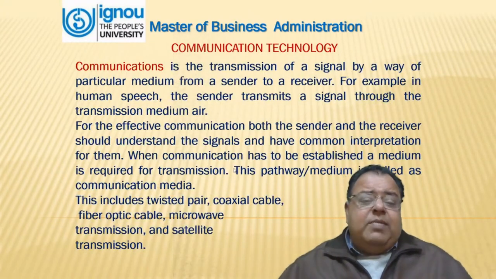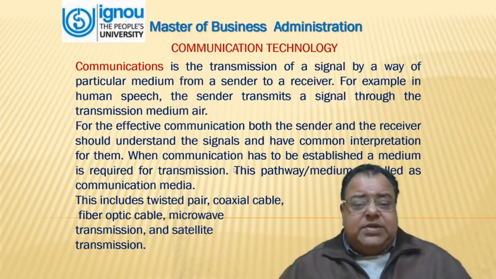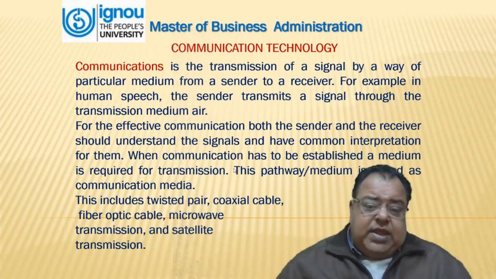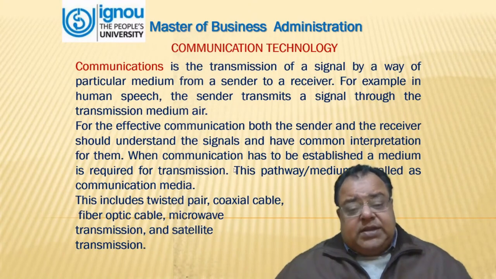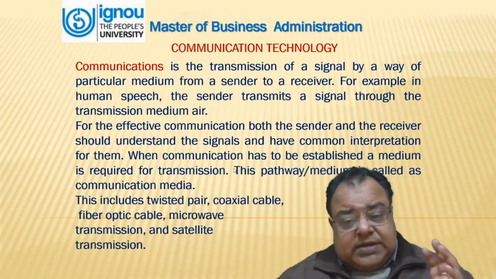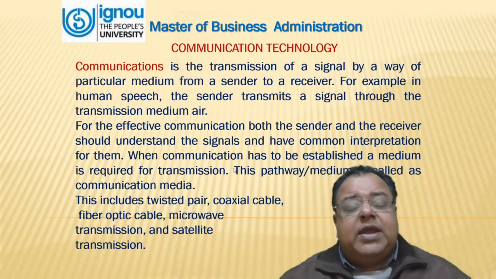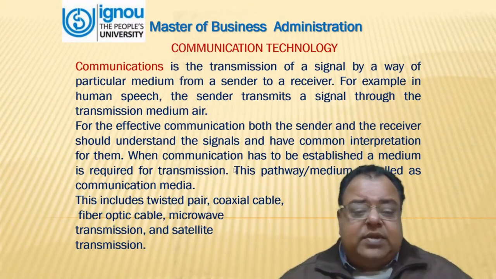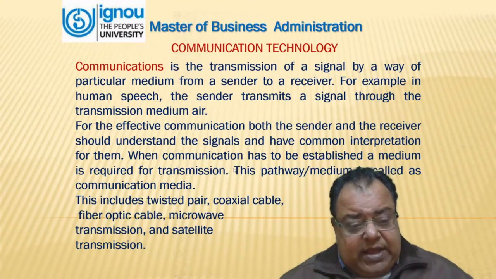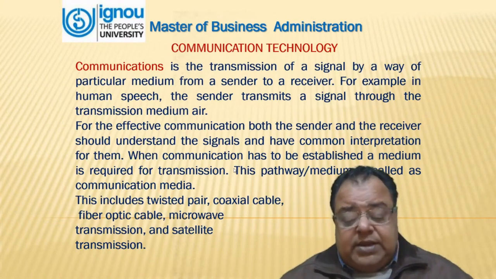Communication technology. Communication is the transmission of a signal by way of a particular medium from a sender to a receiver. For example, in human speech, the sender transmits a signal through the transmission medium, that is air. For effective communication, both the sender and the receiver should understand the signals and have a common interpretation of them. When communication has to be established, a medium is required for transmission. This pathway is called the communication medium. This includes twisted pair, coaxial cable, fiber optic cable, microwave transmission, and satellite transmission.